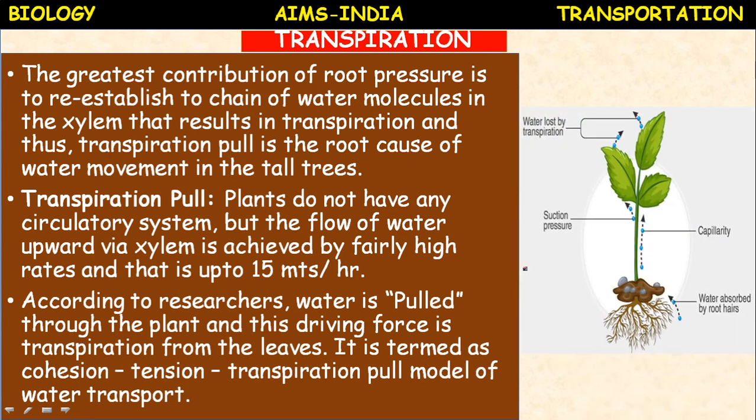In our higher classes you are going to learn more. Water absorbed by root hairs through capillary movement and suction pressure reaches the leaves, and water is evaporated by the process of transpiration, so that the continuous water column is maintained. This is called transpiration pull. According to the Dixon and Joly theory, or cohesion-tension theory, there is a continuous column of water from the root through the stem and into the leaves.